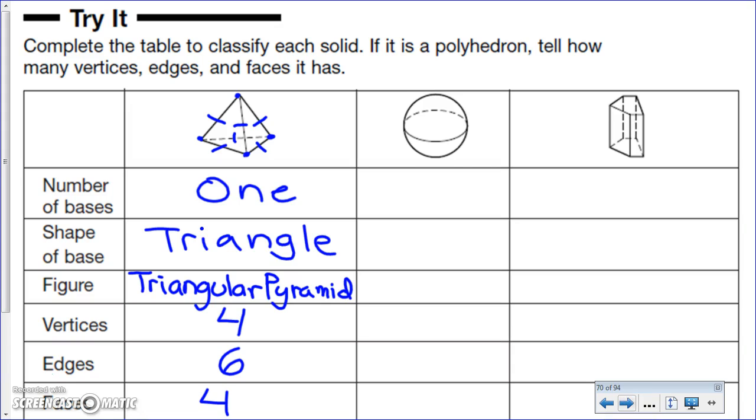All right, the second shape here does not have any bases, so we're going to write none. Then, because it doesn't have any bases, we can't fill in the shape of the base, so we're going to write NA for not applicable. It doesn't apply to this shape. And we know that a 3-dimensional round object is called a sphere. And because it doesn't have any bases or sides or anything like that, it doesn't have any vertices, edges, or faces. So we're going to write NA in all of those.